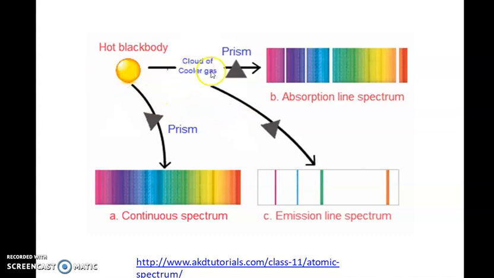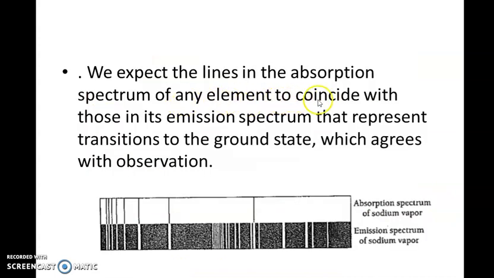White light passes through the gas and we observe the absorption spectrum. The other sides show the emission spectra. That's why absorption spectra and emission spectra lines coincide. So in the absorption spectra we have dark lines in the bright background, and in the emission spectra we have bright lines in the dark background. The wavelengths are the same. That is the difference between the absorption spectrum and the emission spectrum.